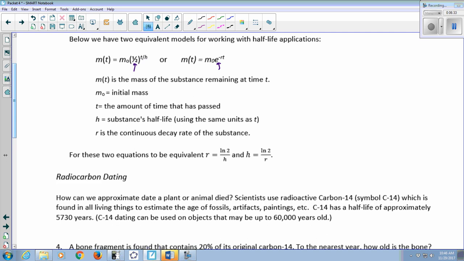So m of t is the mass remaining at time t. M naught, or m sub 0, is the initial mass. T is the amount of time that has passed. In both formulas, t represents time. H is half-life. That's only in the first formula, and it has to use the same units as time. And r is the continuous decay rate. So if you see the word continuous, you're going to want to go with the formula that has the e in it. However, the two equations are equivalent, and you can convert from one to the other just by knowing that r is the ln of 2 over h and h is the ln of 2 over r.